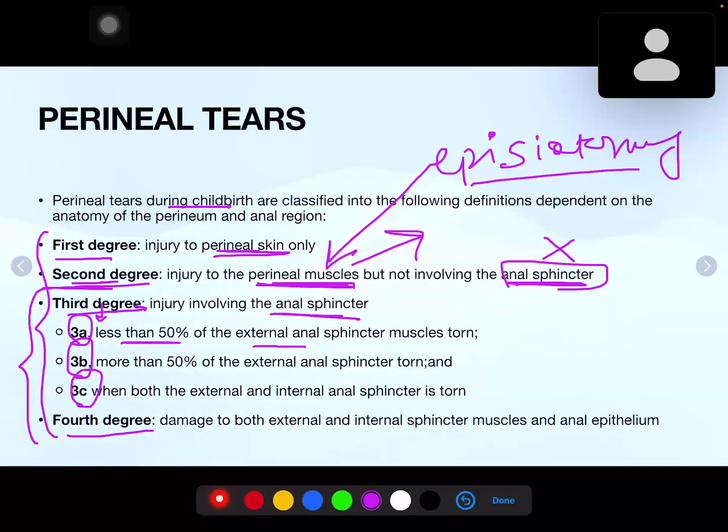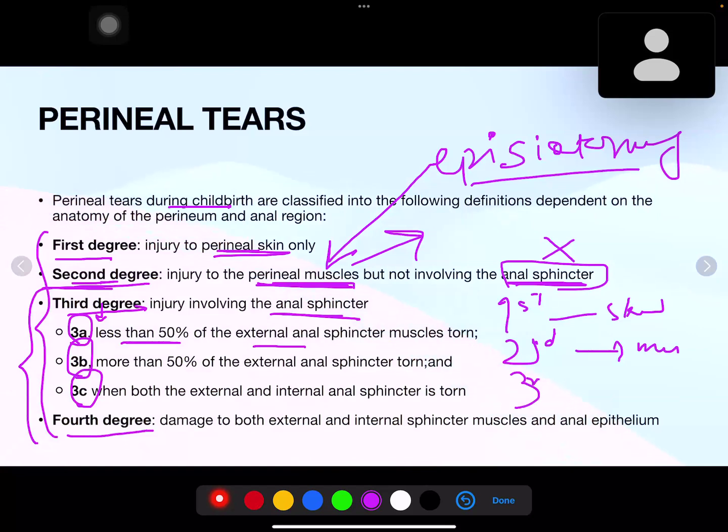Okay. So we go layer by layer. In the first degree, we go to the skin. Second degree, we go to the muscles. Third degree, we go to the sphincter. And in the sphincter, first is the external anal sphincter: less than 50% is 3A, more than 50% is 3B. Inner would be the internal, so in 3C both the external and internal are torn.